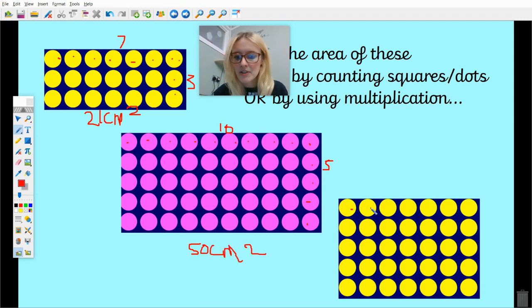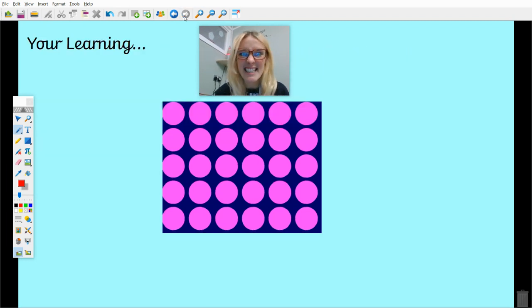This one here, 1, 2, 3, 4, 5, 6, 7. 1, 2, 3, 4, 5. 5 times 7. This one here has an area of 35 centimetres squared. Okay, it's easy as that today.